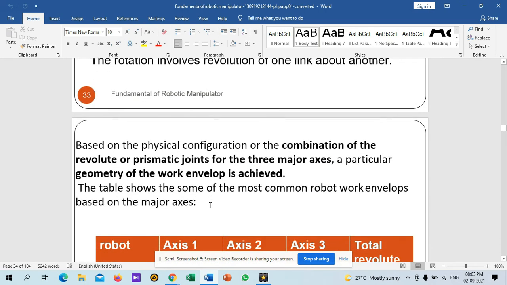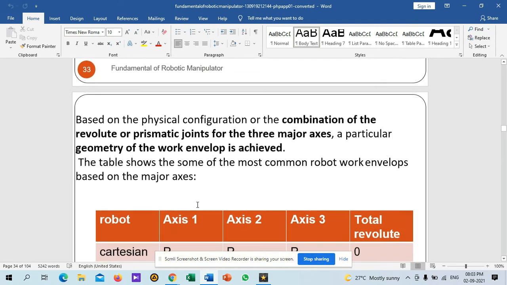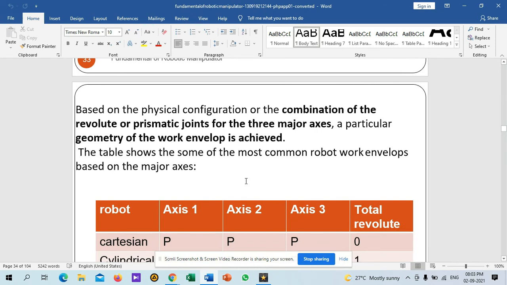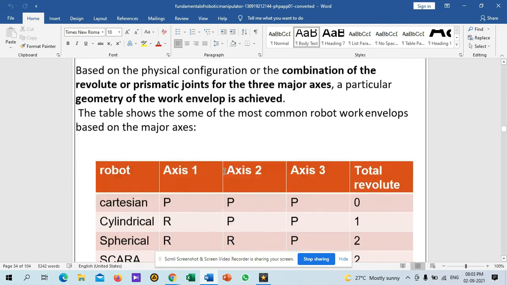Based on the physical configuration of the combination of the revolute or prismatic joints for the three major axes, a particular geometry of the work envelope is achieved. The table shows some of the most common robot work envelopes based on the major axes, right?